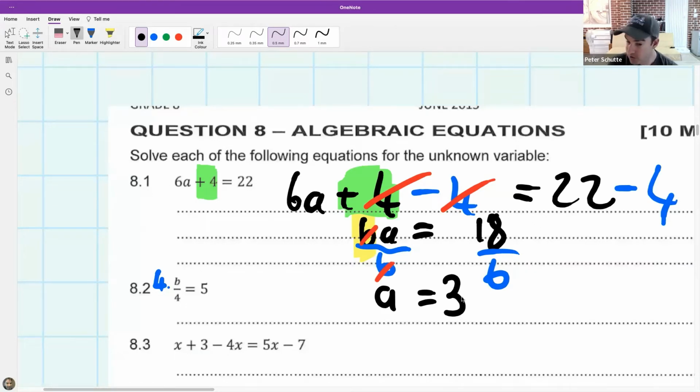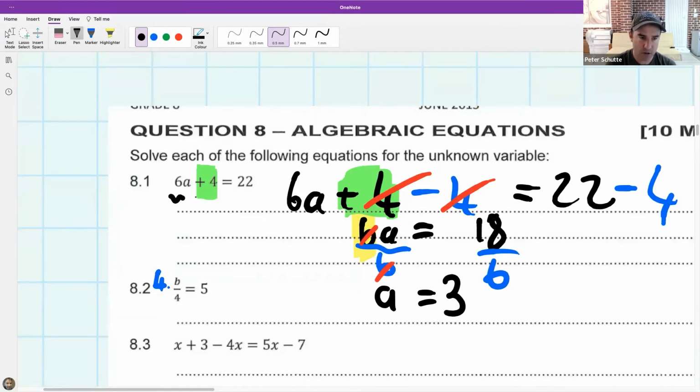Now, if I've been a good teacher, and hopefully I am, when I put this back into the original equation, it should make the statement true. If it doesn't do that, guys, then I haven't solved for the correct answer. So let me see what happens.